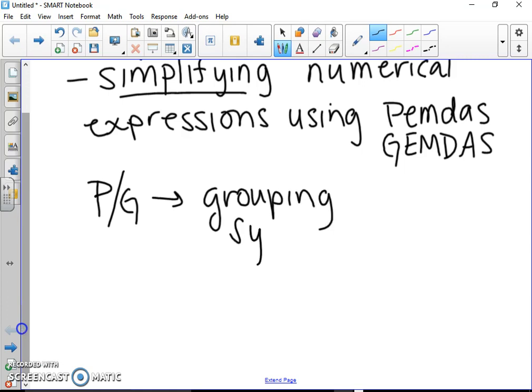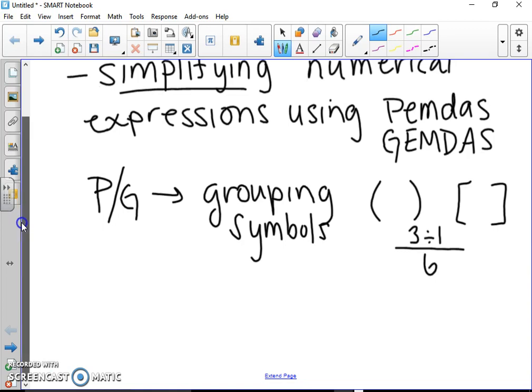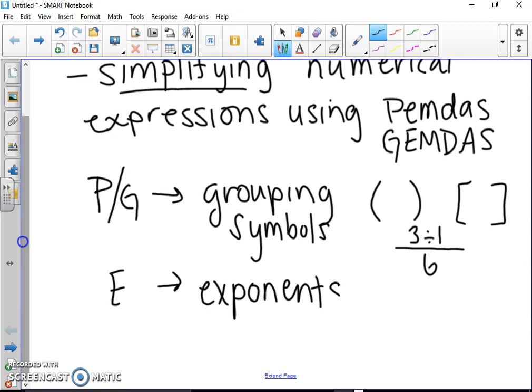Grouping symbols. So these certainly can be parentheses, but they might also be brackets. We might also see division bars, like if you have 3 divided by 1 over 6, that's a big grouping symbol. Okay, so we always have to simplify those first. Next thing is E, exponents. And we should know what those look like, but that would be like if we had 5 to the second power or 6 to the fourth power.